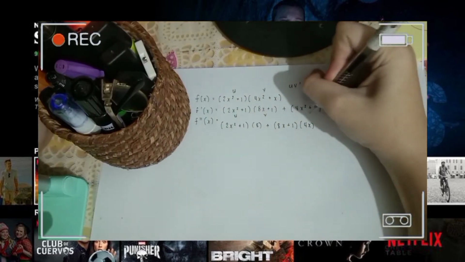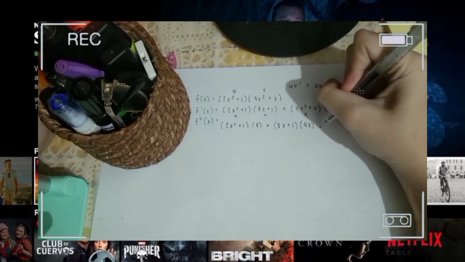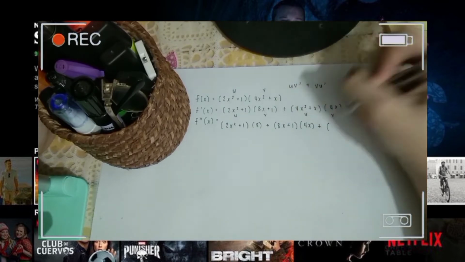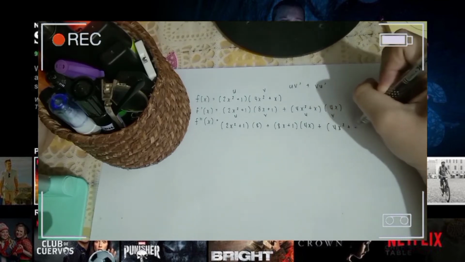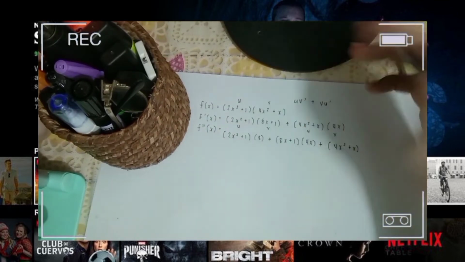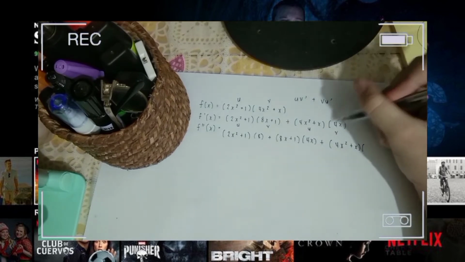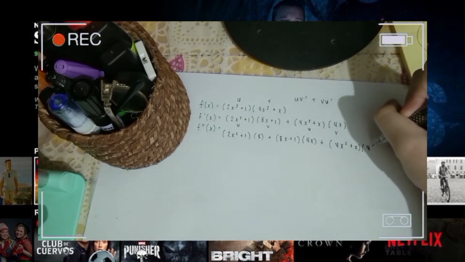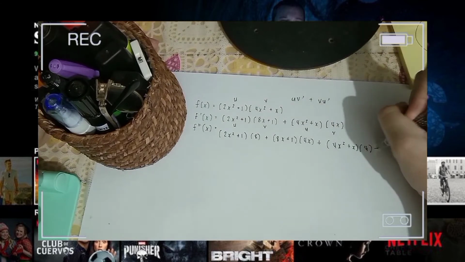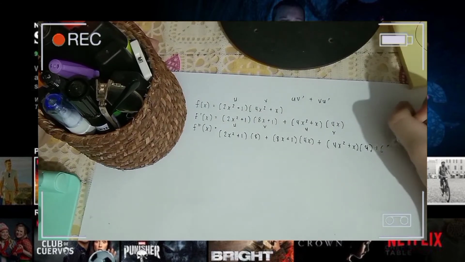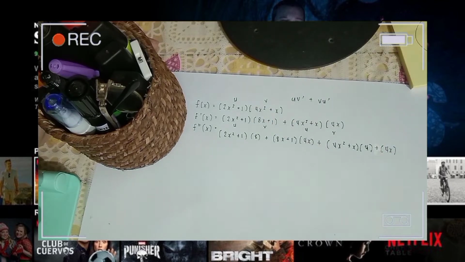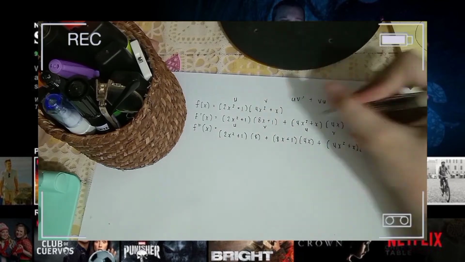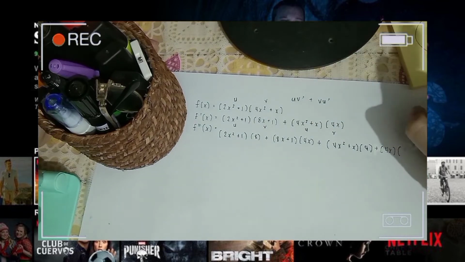Now for the second, let's call this one again u and v, plus, as it is, 4x squared plus x, excuse me, the derivative of the second, which will be 4, plus the second function, 4x, and the derivative, which will be 8x plus 1.